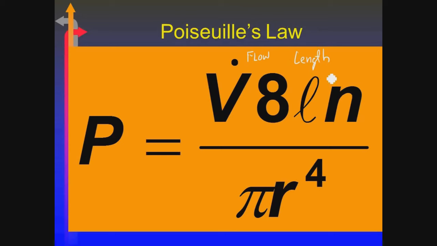N, don't ask me why, stands for viscosity. What is viscosity? How thick it is. Ketchup versus water. Oil versus water. So if something is really thick, is it going to take a lot of pressure to push it through the tube? That makes sense too. If I thin something out, less pressure is required. You all know who pi is. It's a constant.